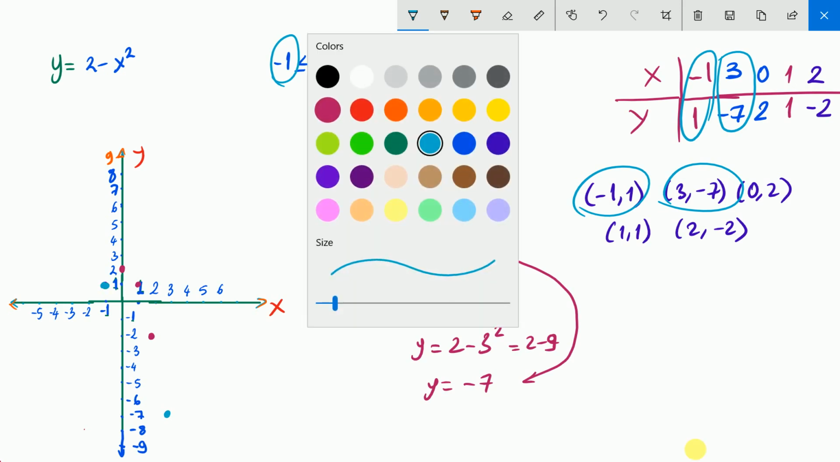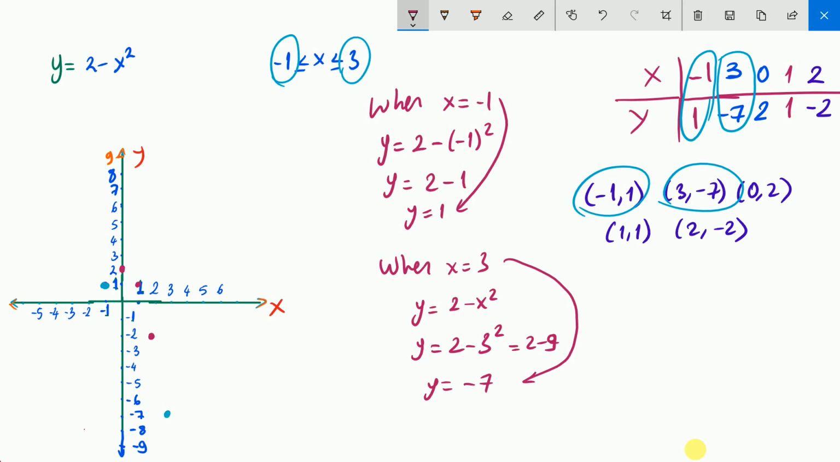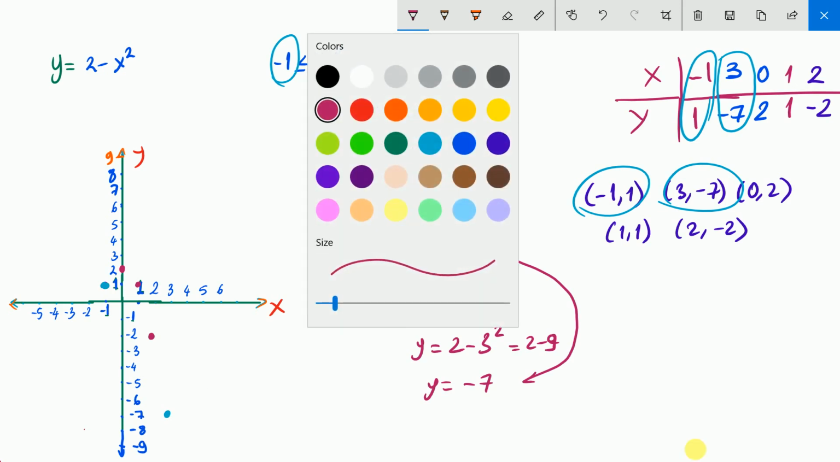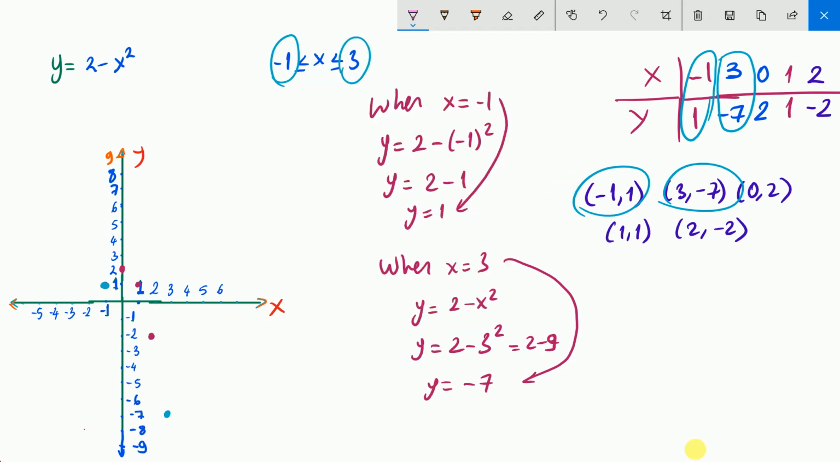So let me start from my starting point, and I'm going to draw it. It's a really smooth curve passing through the points. So this is my starting point, this is my ending point, guys. This is the graph of 2 minus x squared, but x is limited by -1 and 3. X is in between -1 and 3. So this is the graph of this function.